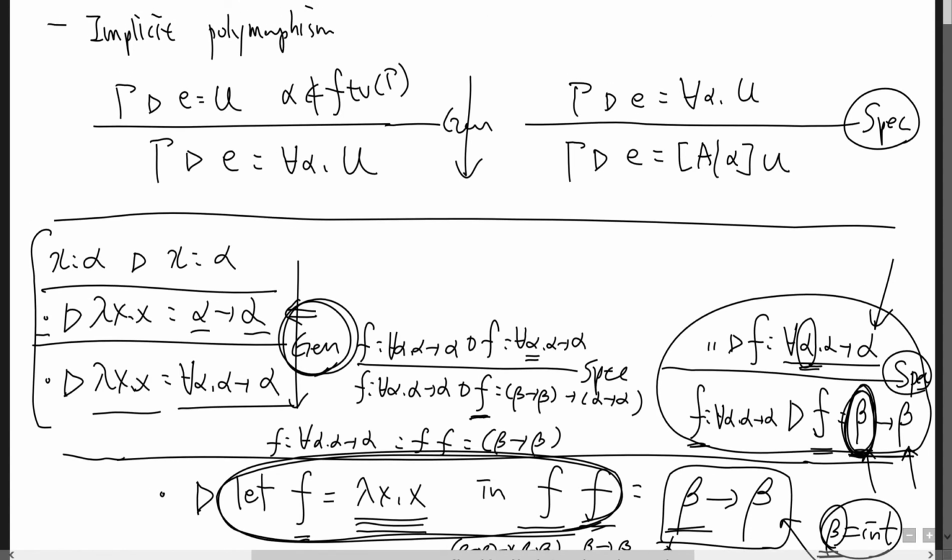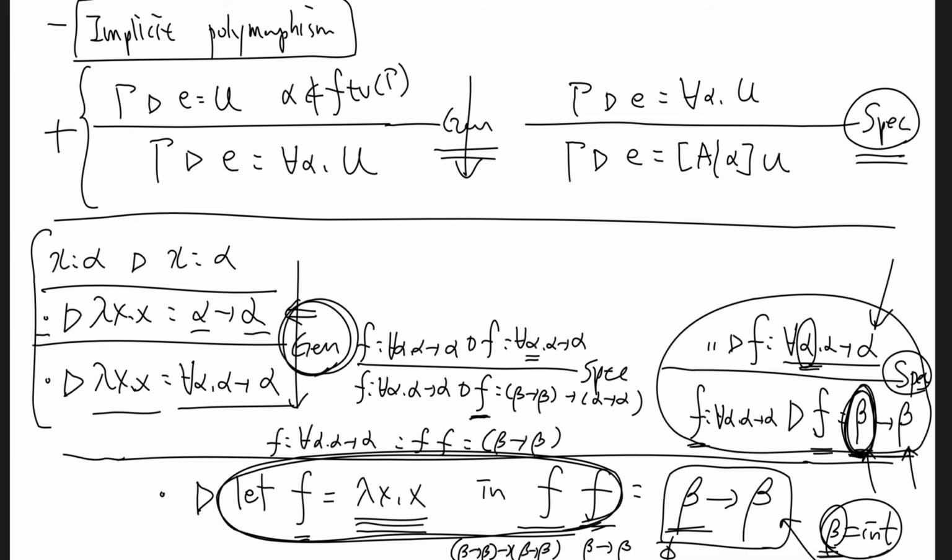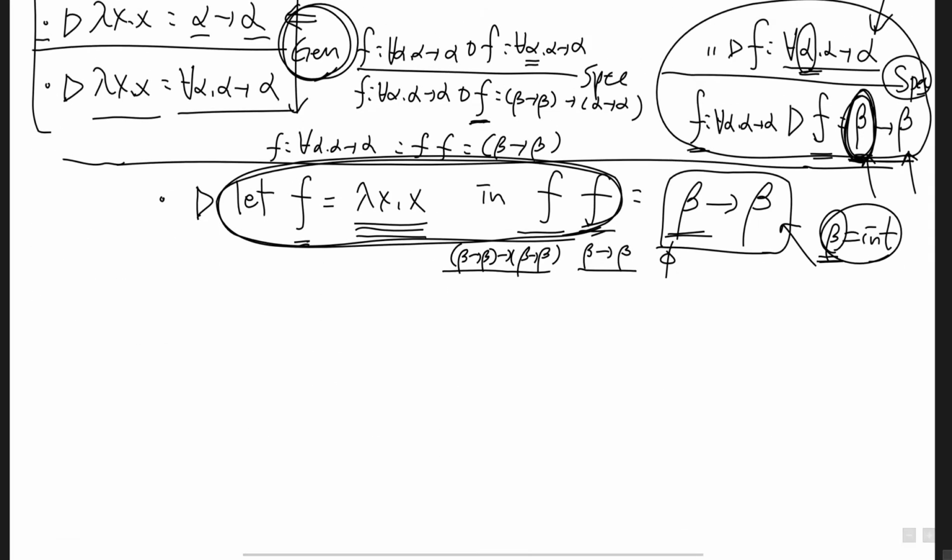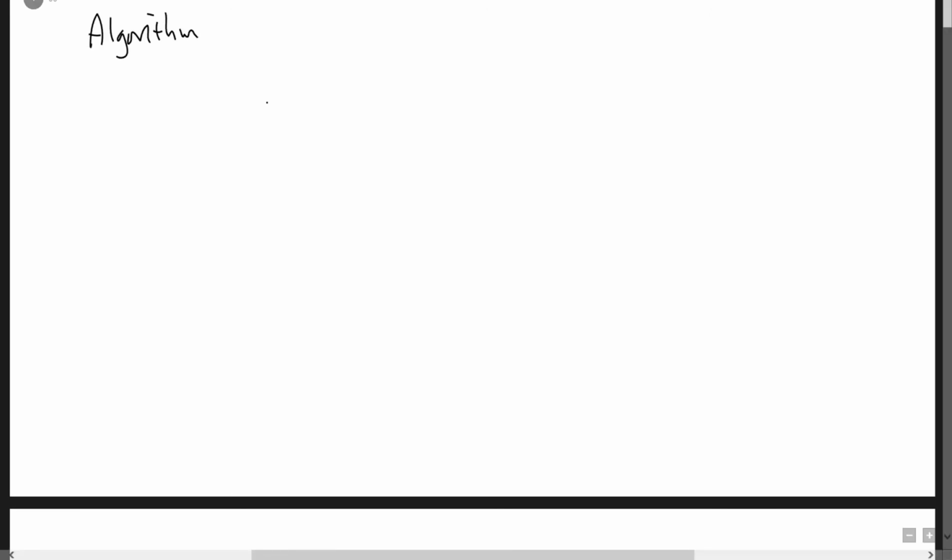So now we have finished formulating the problem. The problem is, we have this implicit polymorphism with two slightly modified rules, this generalization rule and specialization rule. And we'd like to now devise a type reconstruction algorithm. So the type reconstruction algorithm is actually called algorithm W.